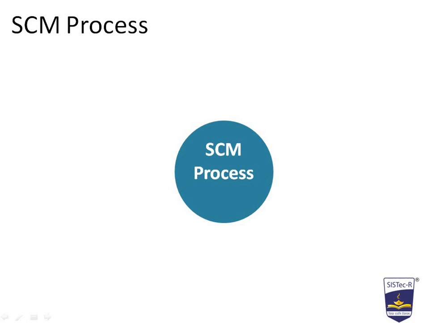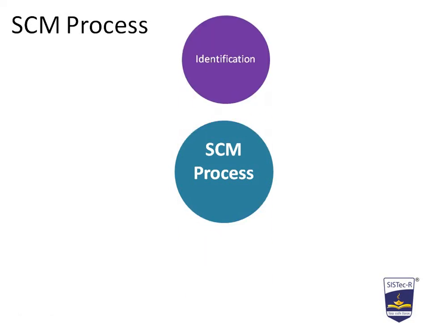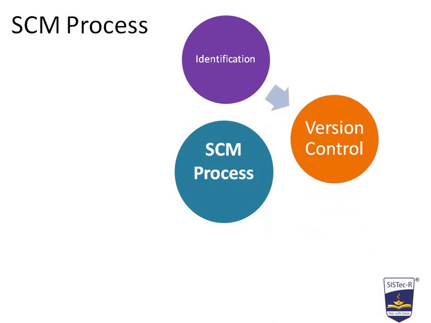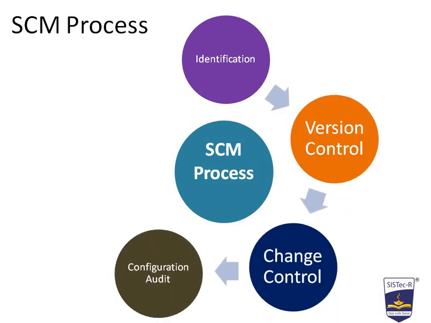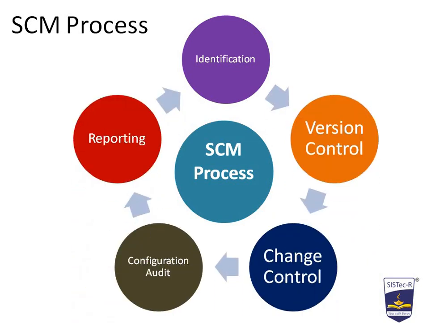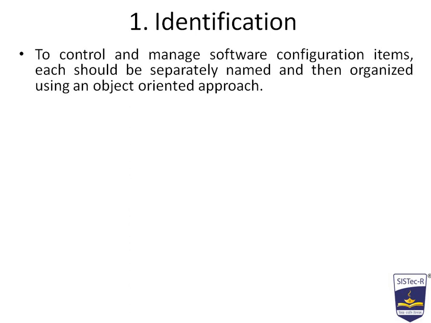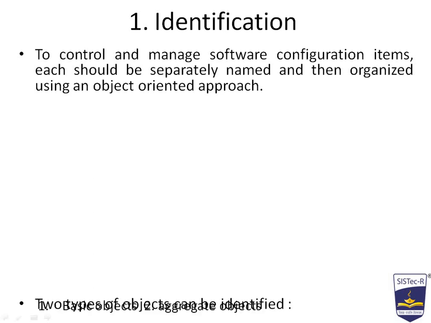So the SCM process in a single depiction, we can see in a diagram here, where identification is the first one, as we know, then version control, change control, configuration audit, reporting, and the cycle goes on likewise. So further, the first phase is identification, where to control and manage software configuration items, each should be separately named and then organized using an object-oriented approach.